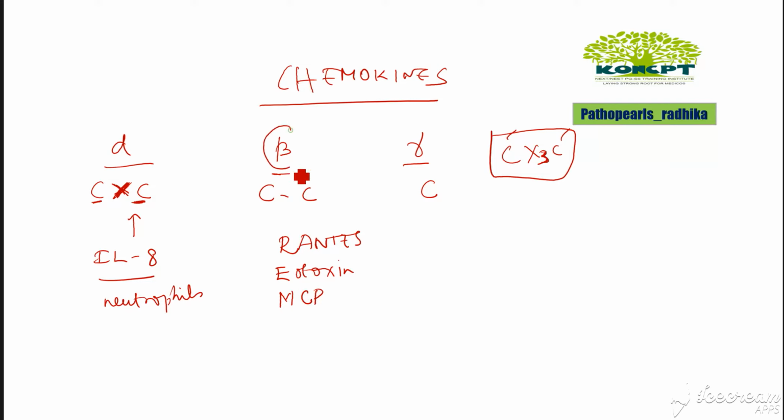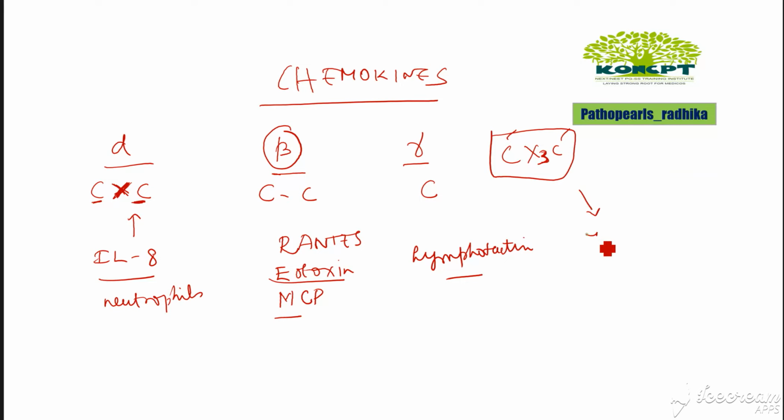So what does this beta chemokine do? It recruits all leukocytes except neutrophils. Your eotaxin is going to attract your eosinophils. Your MCP is going to attract your monocytes. Then coming to gamma chemokine, it has only one, which we call lymphotactin. That's going to attract your lymphocytes.